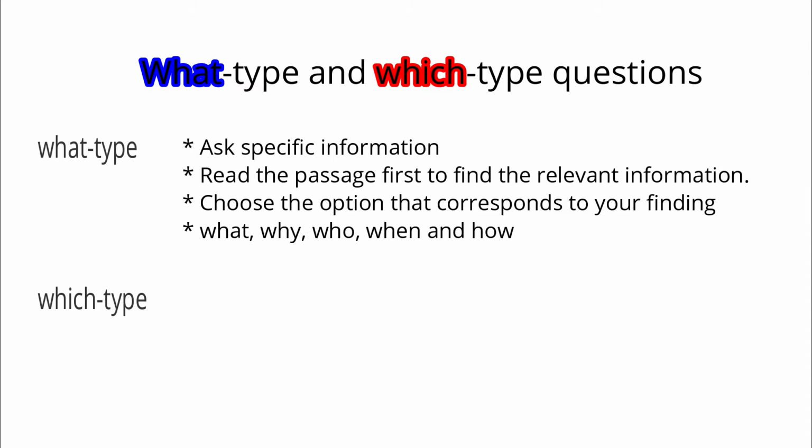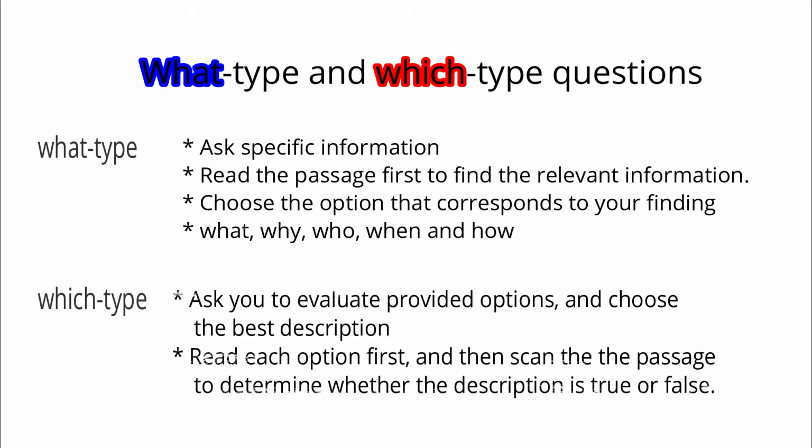By contrast, which type questions do not ask you to find specific information. Instead, it asks you to evaluate provided choices and choose the one that describes correct information. For this type, you should read each option first, and then scan for the sentences in the passage that include the keywords in the options, and determine whether the description is true or false.